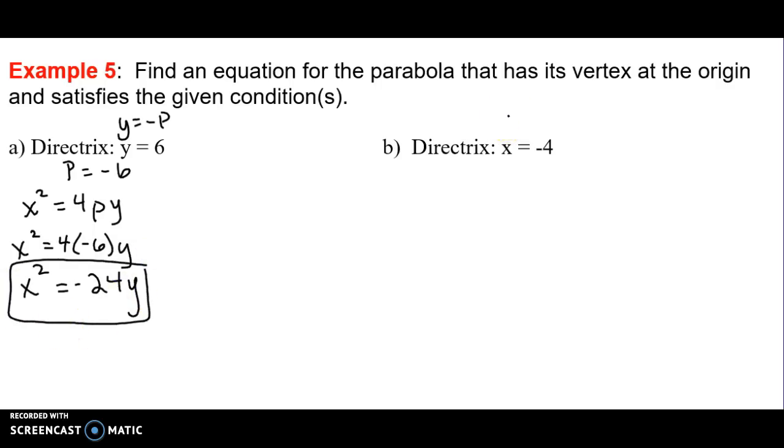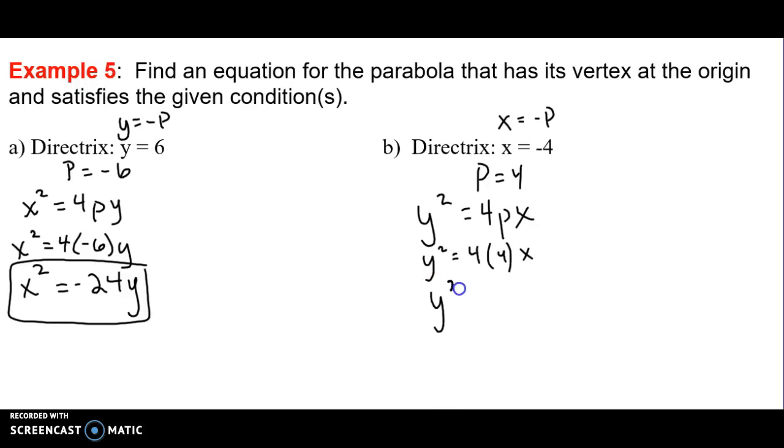Let's look at the next one. It says x equals, we know it's -p, but we already know we have a -4 here. That means that p is going to equal +4. We're going to use the equation that says y squared equals 4px. Go ahead and substitute 4 into the equation, and you get y squared equals 16x, and this is your equation.